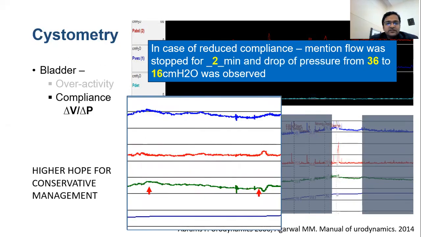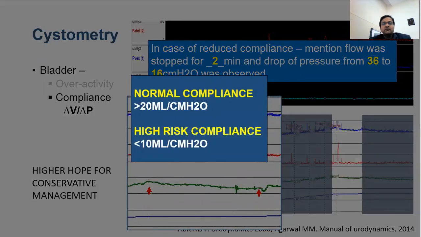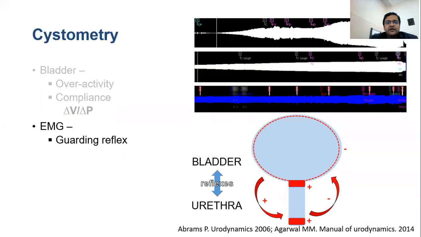On the contrary, in this one, you see that the P detrusor had increased to 36, but on stopping the flow for 2 minutes, it progressively reduced to 16, so more than a 50% drop. This is the patient who will possibly respond to more conservative management like Botox, or, if anticholinergics have not been given, those. A normal compliance is more than 20 ml per centimeter of water, and high risk compliance for the upper tract is less than 10 ml per centimeter of water.